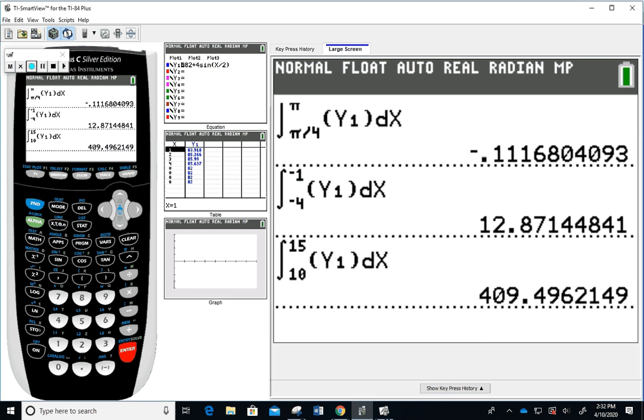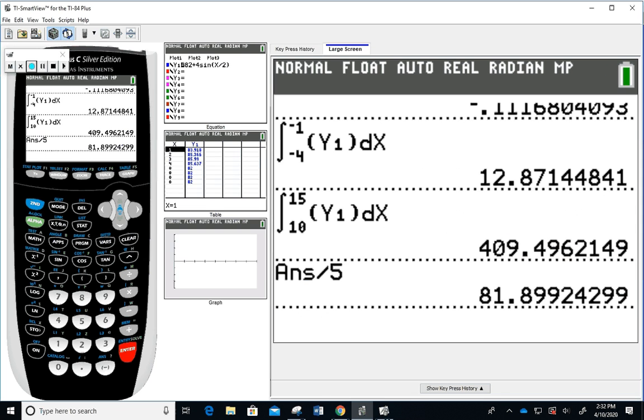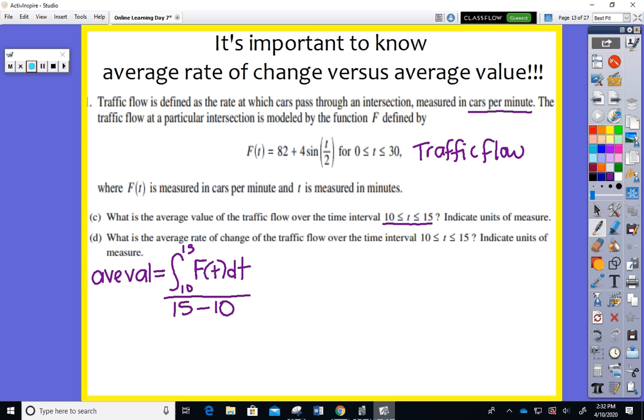Now remember, that's the integral. I need to divide by the interval width. From 10 to 15 was a total of 5. So I'm getting 81.8992. Now we need to interpret that, and it says indicate units of measure.